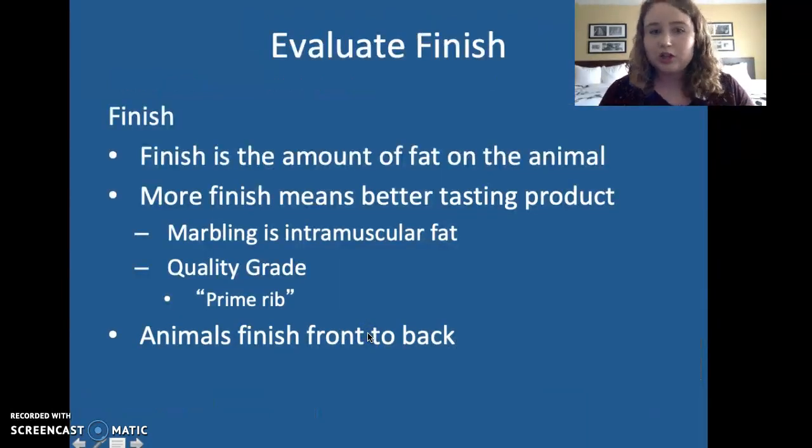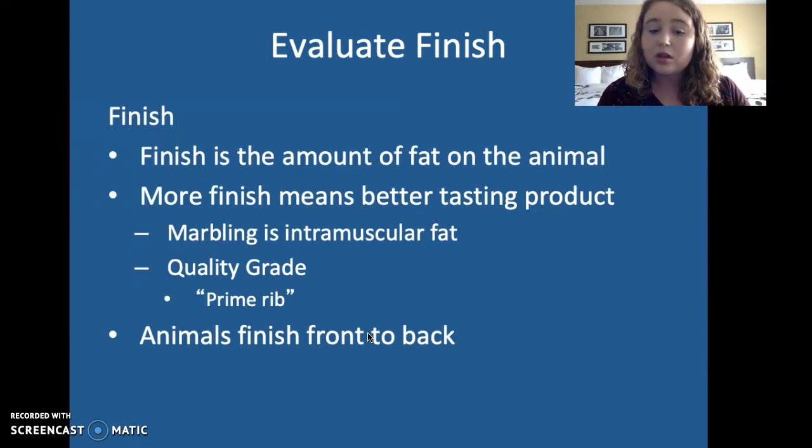Okay, finish. So finish is the amount of fat on the animal. So the more finish means the better tasting the product is, or the meat. So marbling is intermuscular fat, so that's the fat within the meat. And then that also plays into quality grades. If you guys ever go to a restaurant, you might see that there's prime, choice. You probably rarely see select in a grocery store.